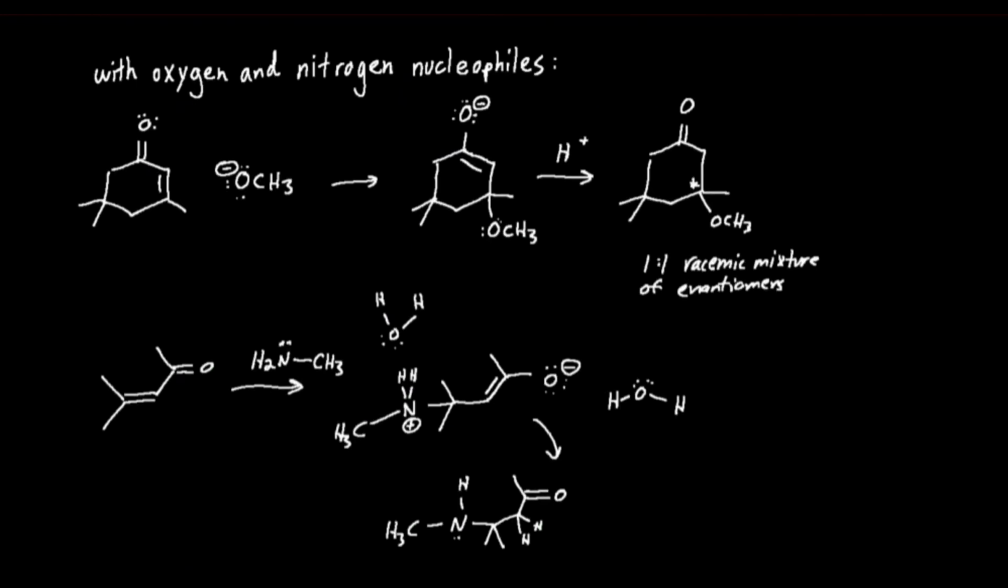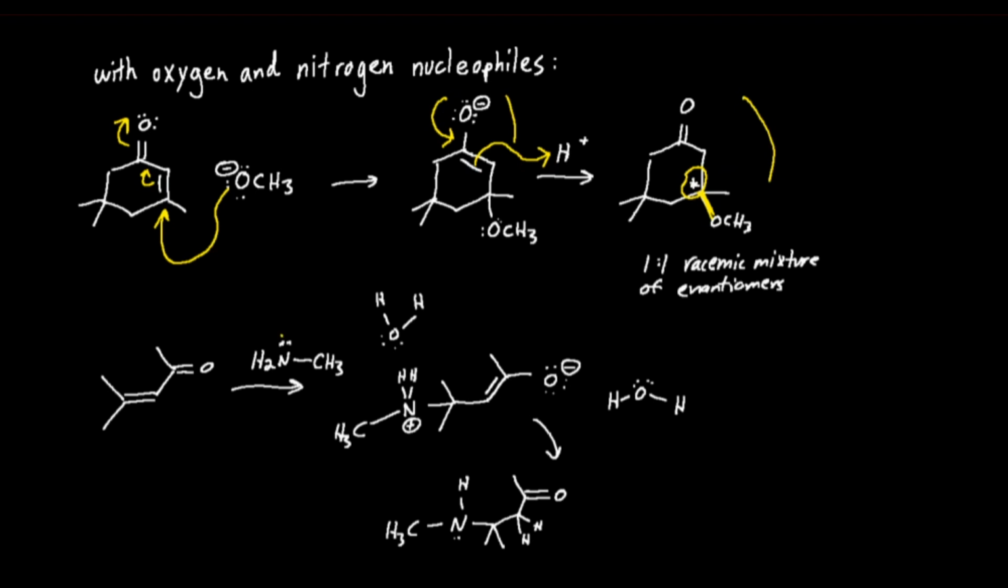With oxygen and nitrogen nucleophiles, we have straightforward electron arrow pushing of this same type, conjugate addition. We have our enolate ion here. We have protonation taking place here. We end up with conjugate addition with the new bond to an oxygen. Now we've created basically an ether here. And note that this is a chiral center. And so likely you will have a 1-to-1 racemic mixture of enantiomers at that position.